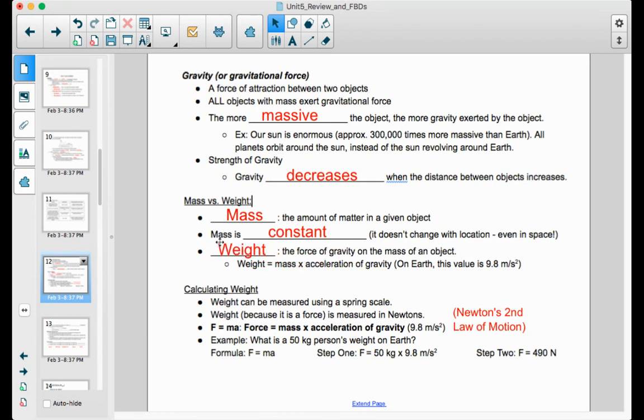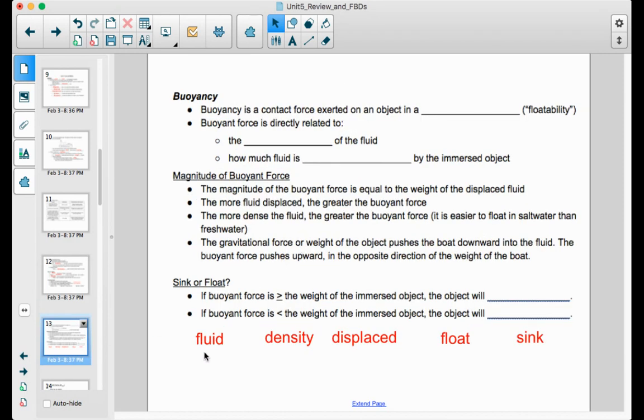If you are here on Earth, you're going to weigh more than you would if you go further away from Earth to something that has less gravity, which would be the moon. So you would actually weigh less on the moon than you do here on Earth, but your mass will remain the same because that is always constant. A little bit later on, we'll get into calculating weight when we get into Newton's second law of motion, and we'll use the formula F equals ma. Okay, moving on to buoyancy.